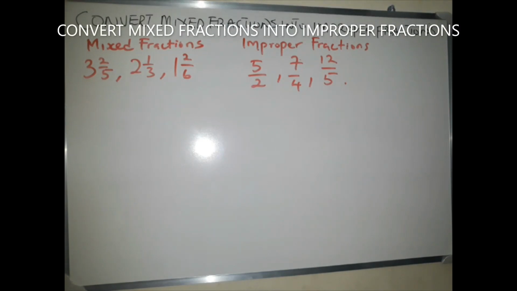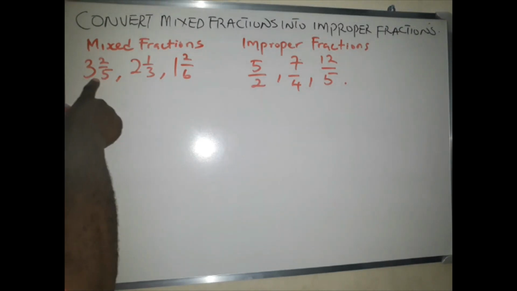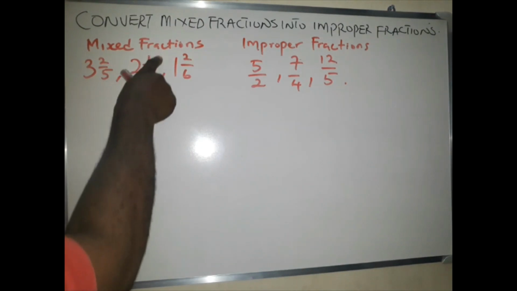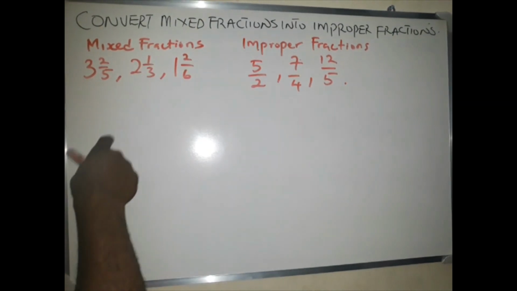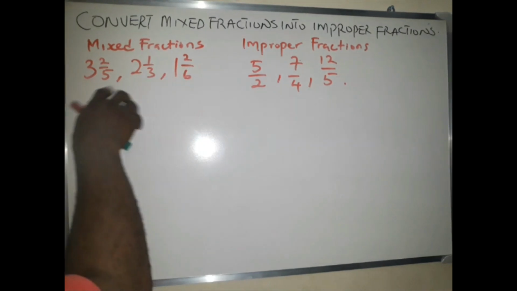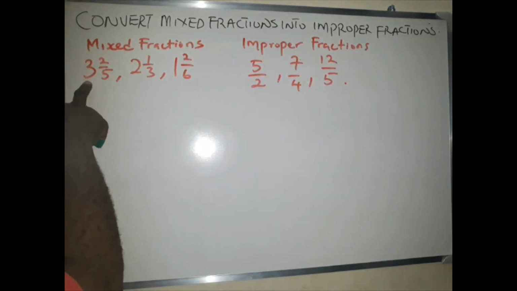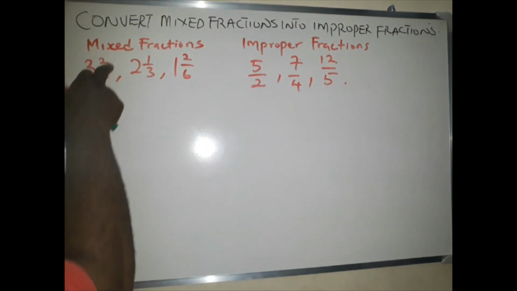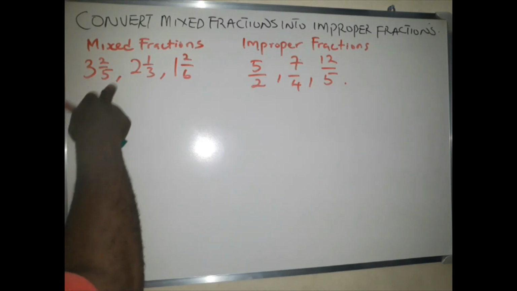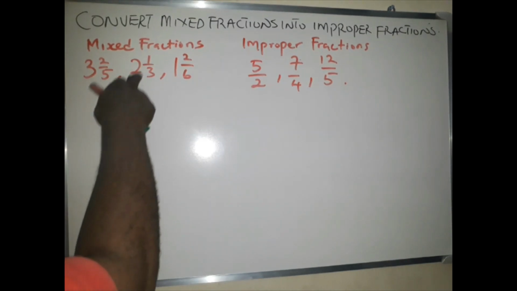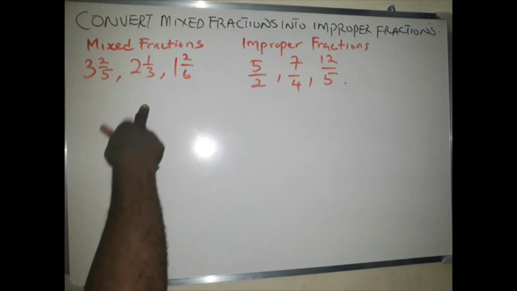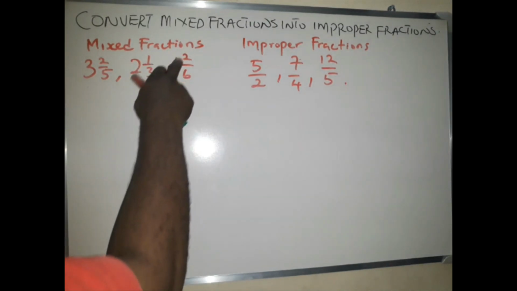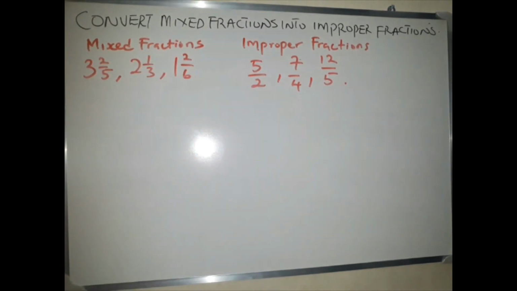In today's video we'll be showing you how to convert mixed fractions into improper fractions. And we have examples here: 3 2/5, 2 1/3, 1 2/6. In the first example, 3 is a whole number while 2/5 is a proper fraction. Here, 2 is a whole number, 1/3 is a proper fraction, and in the third one we have 1 as a whole number and 2/6 as a proper fraction.